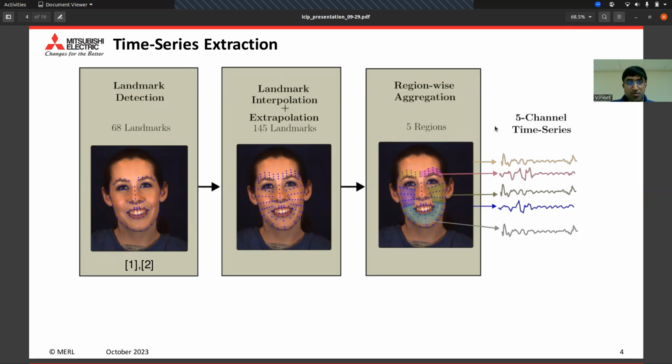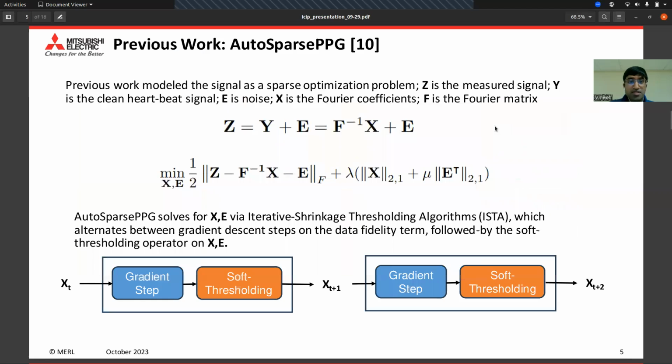We follow the work of previous paradigms, such as AutoSparse PPG, which also models a 5-channel time series Z as the sum of some pulse signal Y plus noise E, or equivalently, the inverse Fourier transform of the Fourier coefficients X of the pulse signal, plus noise. AutoSparse PPG assumes that the Fourier coefficients X are sparse, and that the noise is only present in a sparse set of regions. They then formulate this as a sparse optimization problem with the goal to recover X and E.